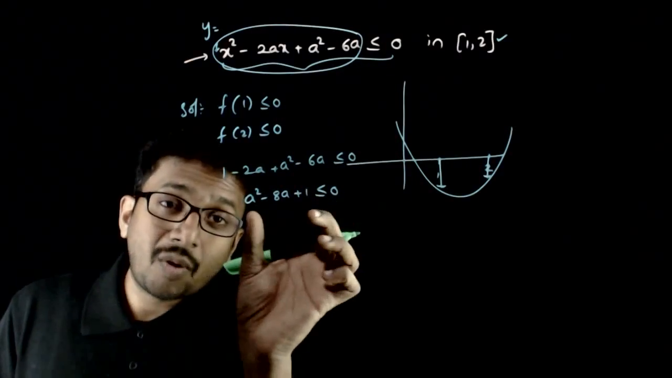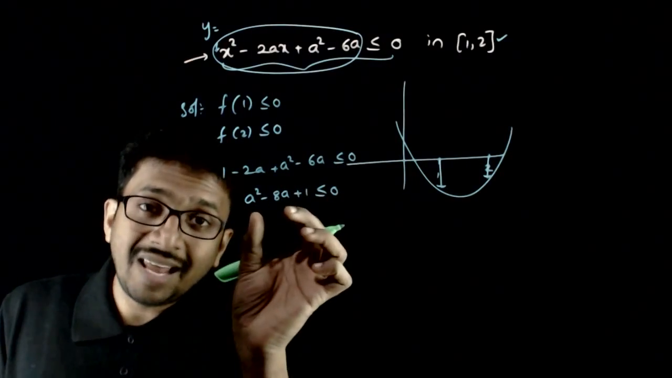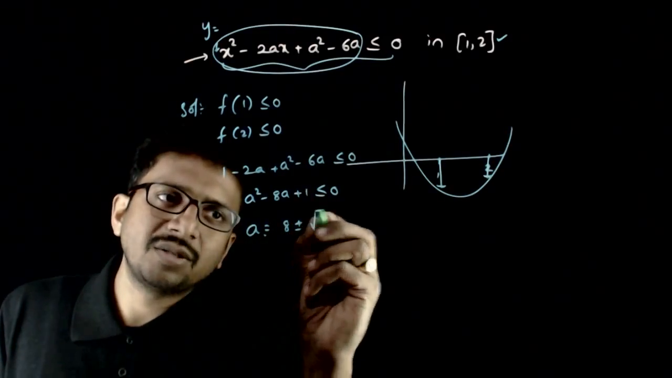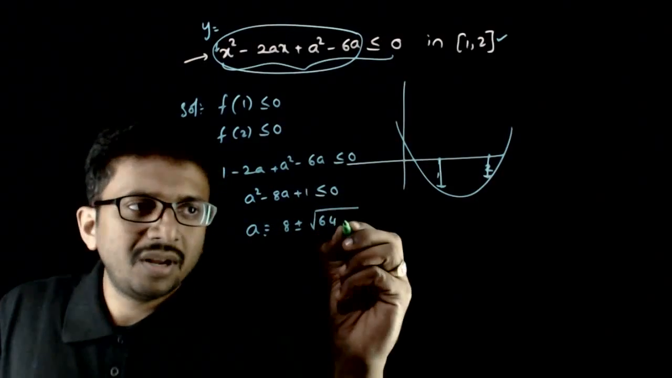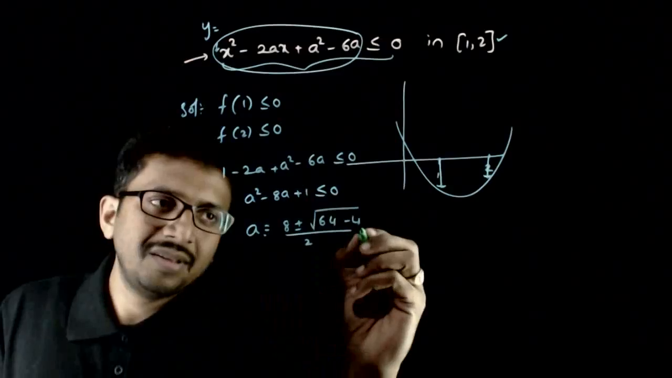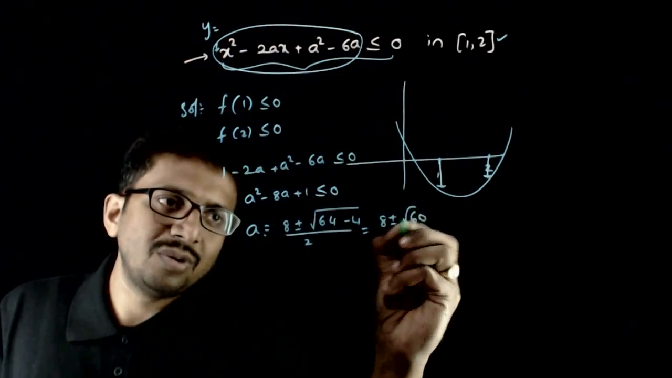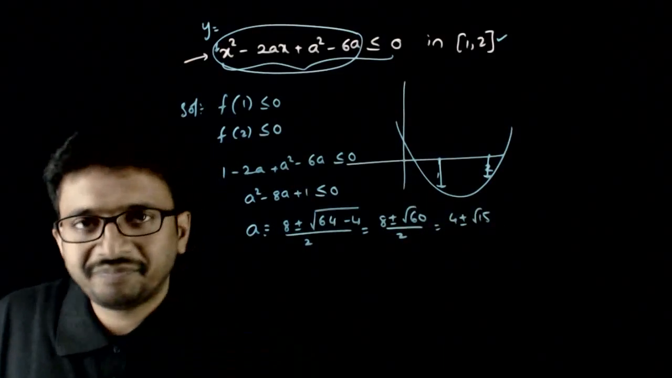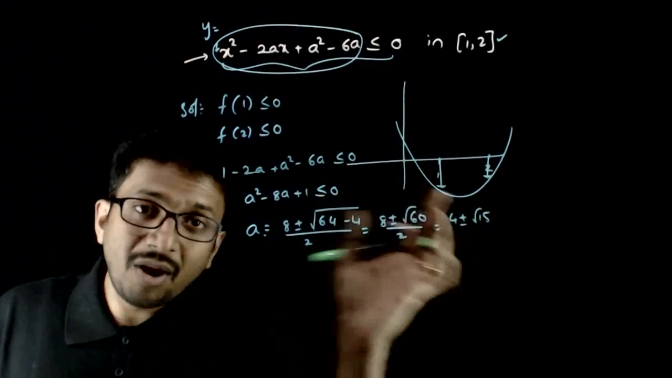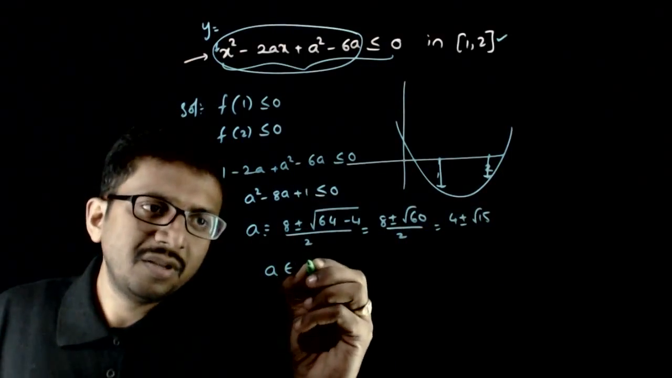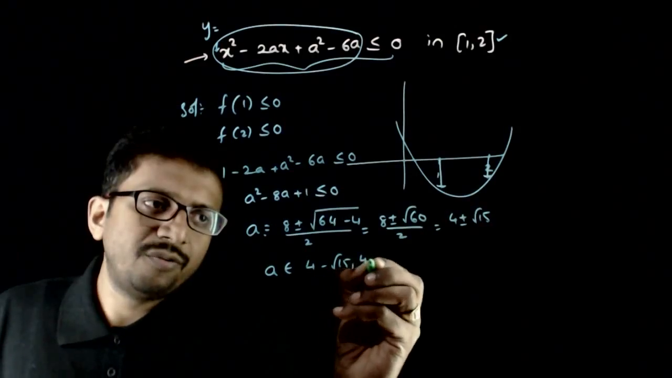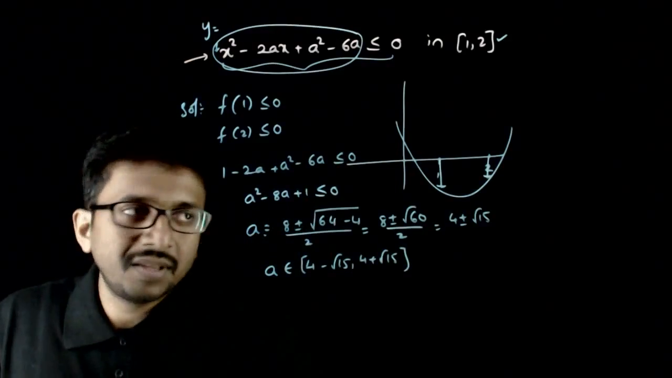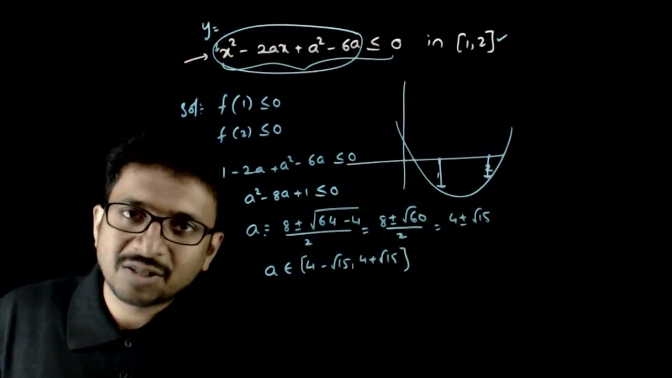A quadratic expression less than 0 implies a lies between the roots. So what are the roots of this? 8 plus or minus root of b square, which is 64 minus 4ac, by 2a. That is equal to 8 plus or minus root 60 by 2, which is equal to 4 plus or minus root 15. That means a has to belong to this interval, that is, a belongs to (4 minus root 15, 4 plus root 15). So this is one part of the solution. f of 1 less than 0 implies a has to belong to this.